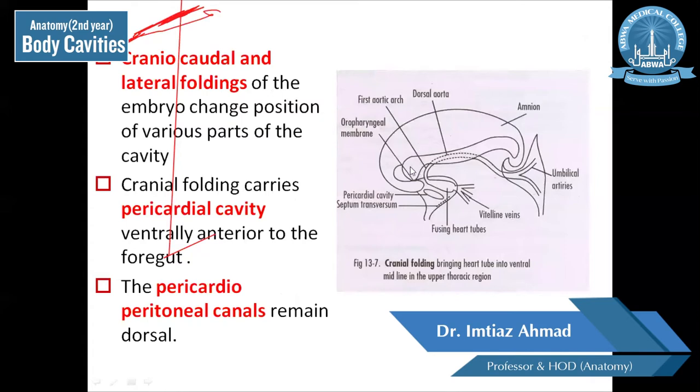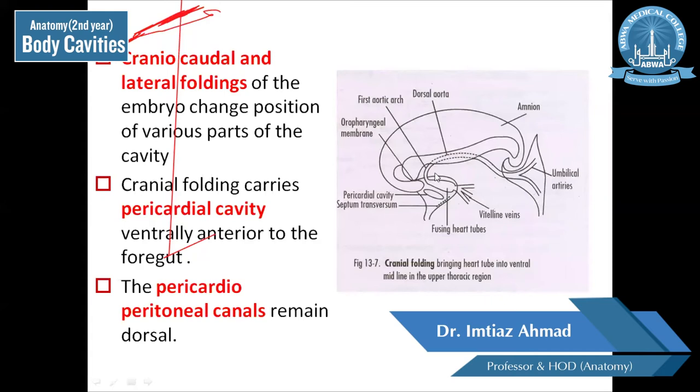Now, cranial caudal folding and the lateral folding, that causes changes in the intraembryonic coelom. The lateral folding, by which the lateral edges of the embryonic disc, they come forward and meet together in the midline, forming the anterolateral abdominal wall, that would enclose the abdominal cavity or the peritoneum. And the cranial folding, that will bring the pericardial cavity anteriorly or ventrally, just below the developing gut, just in front of the developing gut, and would constitute the pericardial cavity.